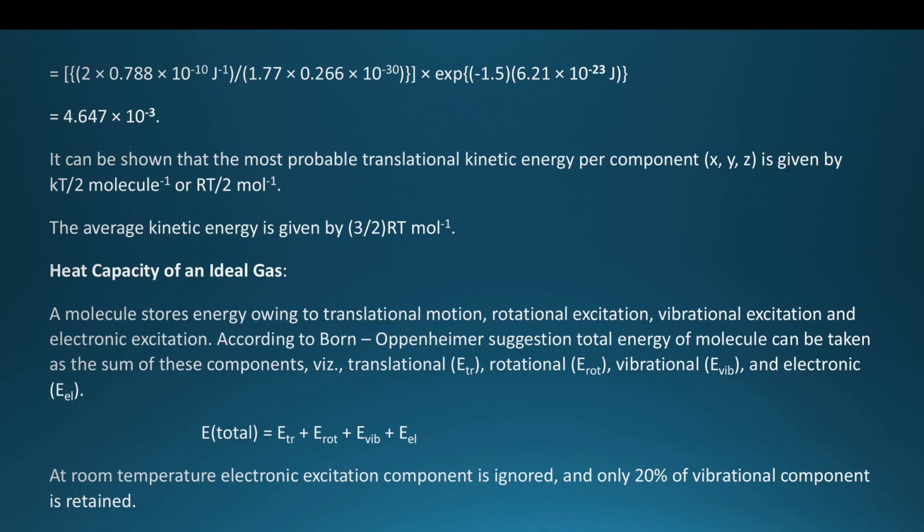A molecule stores energy owing to translational motion, rotational excitation, vibrational excitation, and electronic excitation. According to Born-Oppenheimer, the total energy of a molecule can be taken as the sum of these components: translational, rotational, vibrational, electronic. At normal temperature, the electronic component is omitted, and for the vibrational contribution, mostly 20% of the value is taken, not the whole. But in this video, we will do the calculation at 100% just for simplicity.